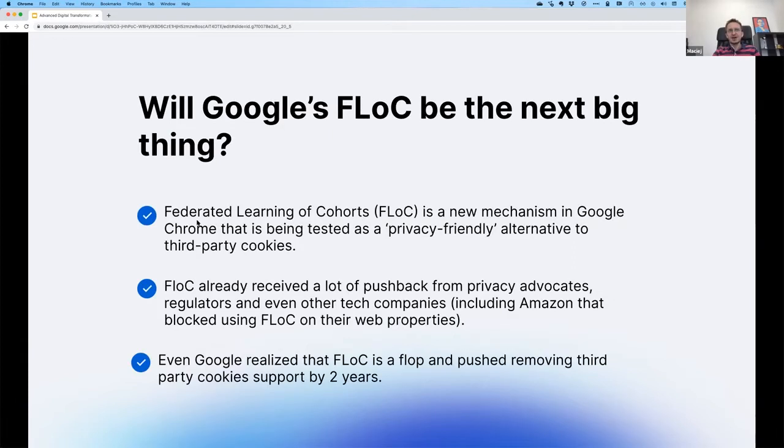The mechanism that Google introduced is called federated learning of cohorts, in short Flock, and it's based on the cohorts. Basically, Google plans to replace third-party cookies with Flock this year, but they received a lot of pushback, including some of the sites like Amazon banning the use of this mechanism when they were doing beta tests. And Google said, okay, we are stepping back. We have to rethink it. We'll delay this decision to remove third-party cookies by 2 years.